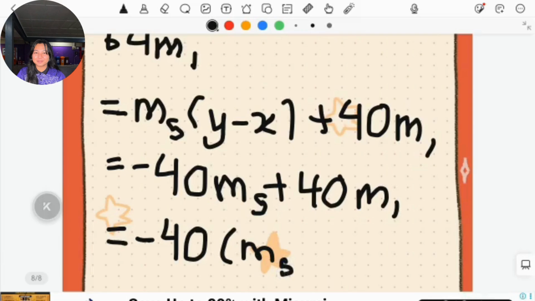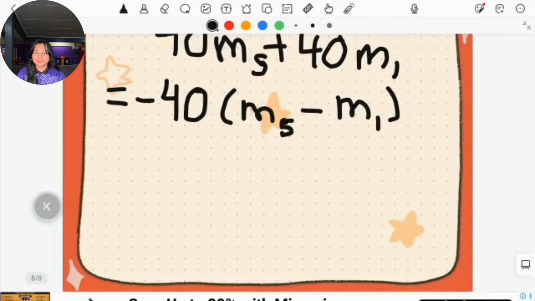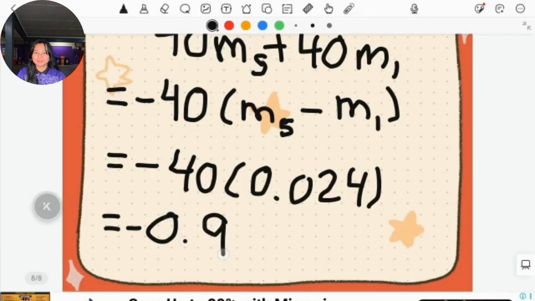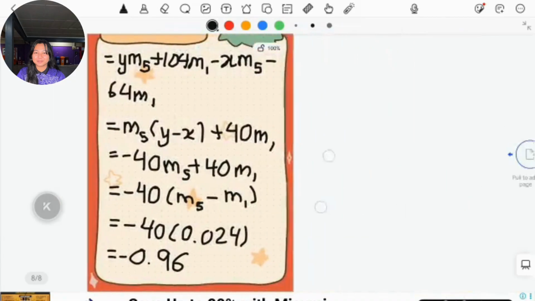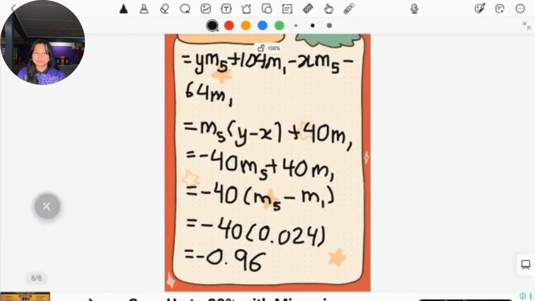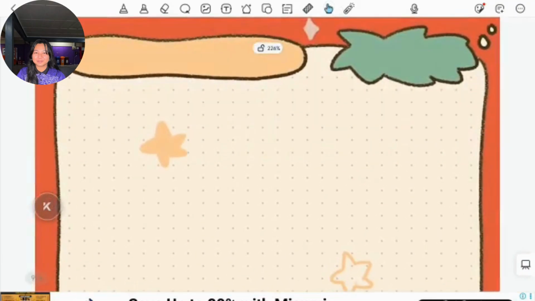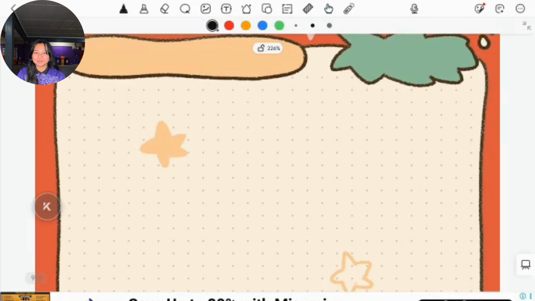And then we can simplify it again. So it will be equal to negative 40 in bracket m5 minus m1. m5 minus m1 is equal to 0.024. So we substitute 0.024 for m5 minus m1. And then we multiply 0.024 with negative 40. And then we will get the mass difference, which is negative 0.96.